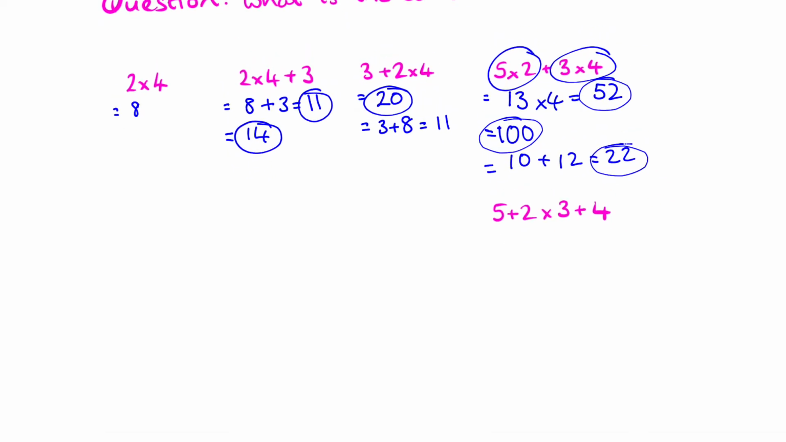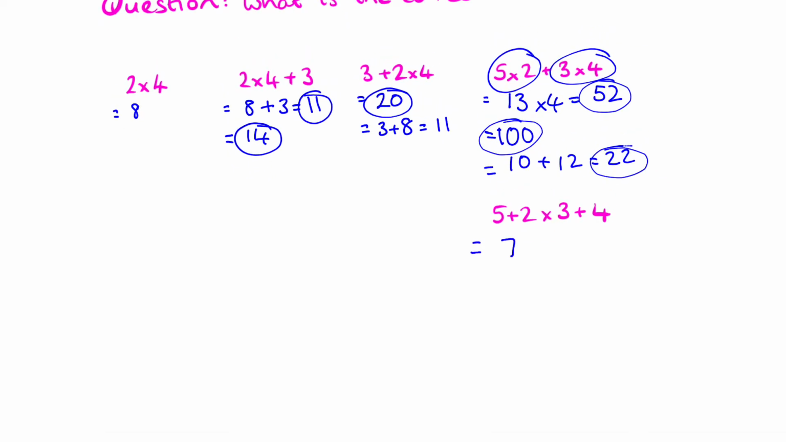One more to think about. 5 add 2 is 7, times 3 is 21, add 4 is 25. But what if we'd done this bit first? What if we'd said 5 add 6, add 4? Well, that makes 15, and again, we've got different answers. Now, there is something that exists in maths that stops us having all these different answers and makes it clear that there is one correct answer to all of these questions.